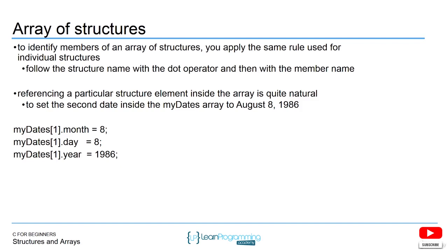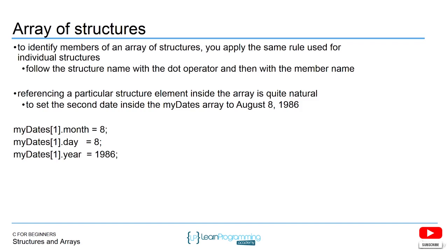And then if we want to access the day, we're also going to assign the day 8, right? Because it's August 8th. And then finally for the year, we would say dot year equals 1986. This is how you can assign to the second element of the myDates array the 3 different variables because it is of type struct, date struct.